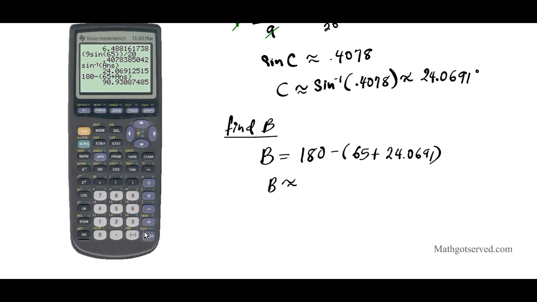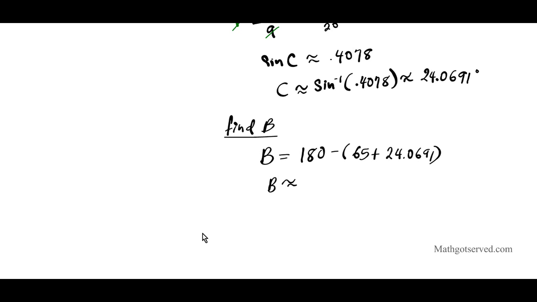And angle B is 90.9308. Okay, so let's use that, 90.9308. So let's write that down. Angle B is 90.9308 degrees. Now, what does that mean? Well, let me just fix something real quick. It's 9308, not 9038. Okay, so are we done?